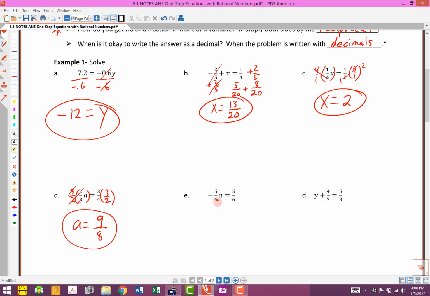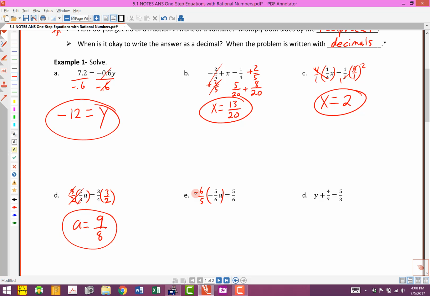This problem right here, again, fraction in front of the variable, so we're going to multiply by the reciprocal. Now stop and think about what the reciprocal of -5/6 would be. We take that and we flip it over. That doesn't mean it changes signs, so that's going to be -6/5.